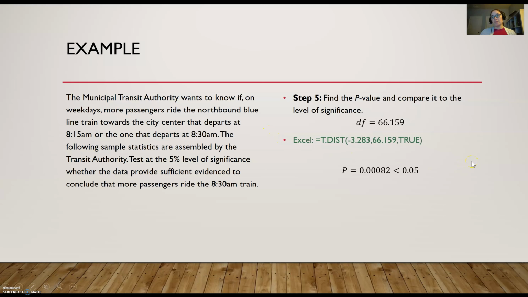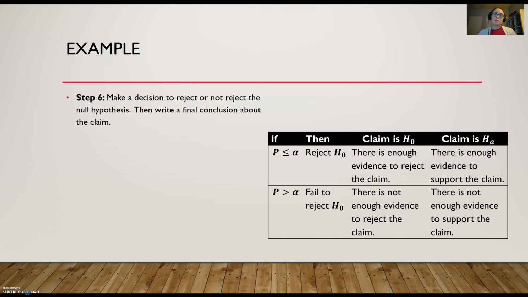In step 5, I'm going to compare that to alpha. So it's definitely less than 0.05. And now I can go straight to that final step where I decide what to do with the null and the claim. So when p-value is less than alpha, like in here, I reject H-naught. And then I remember, okay, the alternative hypothesis was my claim. So I'm going to come over here to where the claim is HA. There is enough evidence to support the claim.